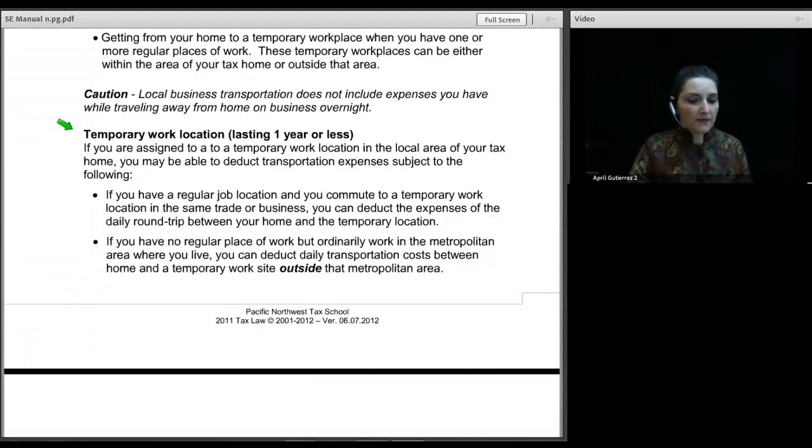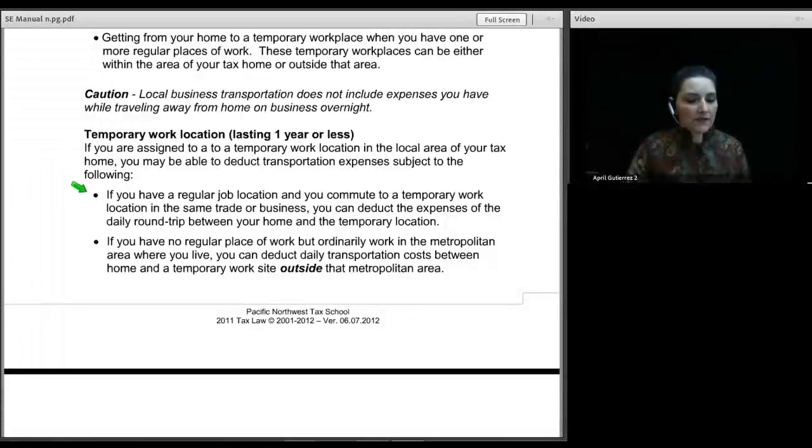So if you are assigned to a temporary work location in the same area as your tax home, you may be allowed to deduct transportation expenses subject to the following. Number one, if you have a regular job location and you commute to a temporary work location in the same trade or business, you can deduct the expenses of the daily round trip between your home and that temporary location. But if you have no regular workplace, but you ordinarily work in the metropolitan area where you live, you can deduct daily transportation costs between your home and a temporary work site only if that work site is outside of the metropolitan area.